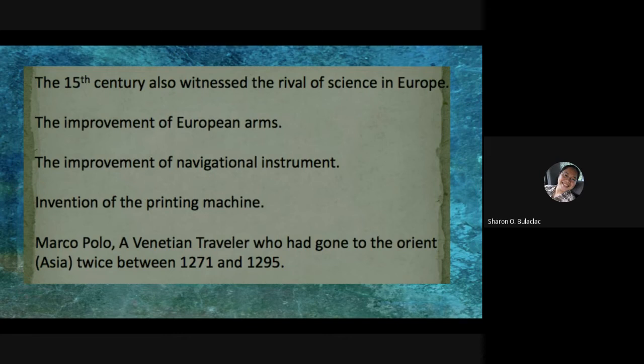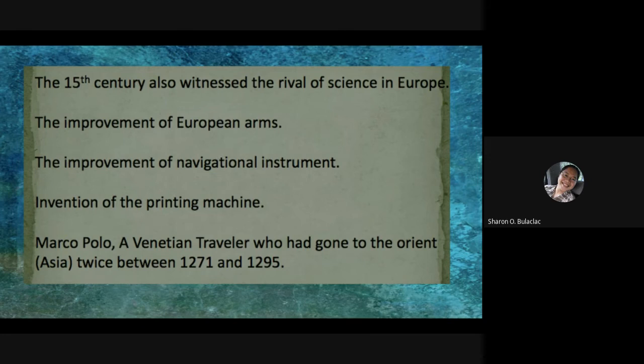So bakit importante itong mga improvements na ito? Kasi it was not really safe to travel before. Maraming mga pirates sa karagatan. Maraming mga magnanakaw sa lupa. So improvements of European arms was a necessity or important if you go for a travel before. Then improvements of navigational instrument, importante yun.